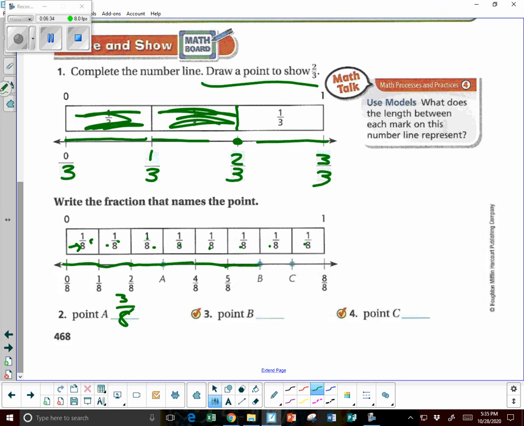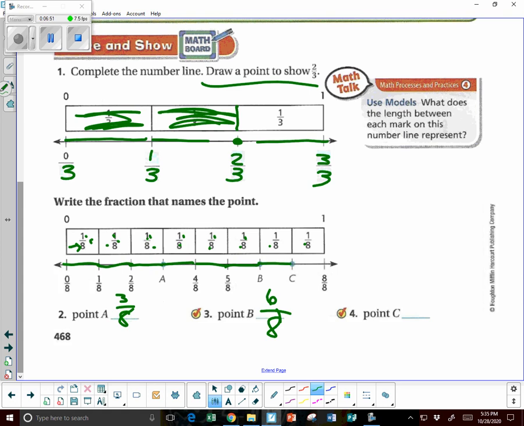There's B. There's nothing there, but we know that this was 5 out of 8. This is 6. 1, 2, 3, 4, 5, 6. 6 out of 8. So 6 eighths. Okay, that is point B. We go on to one more.